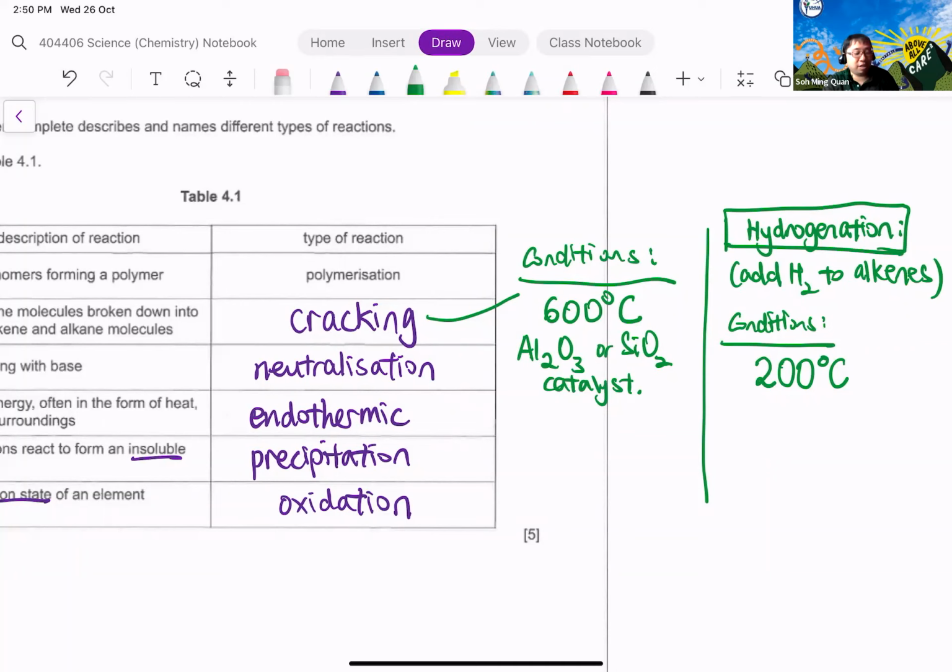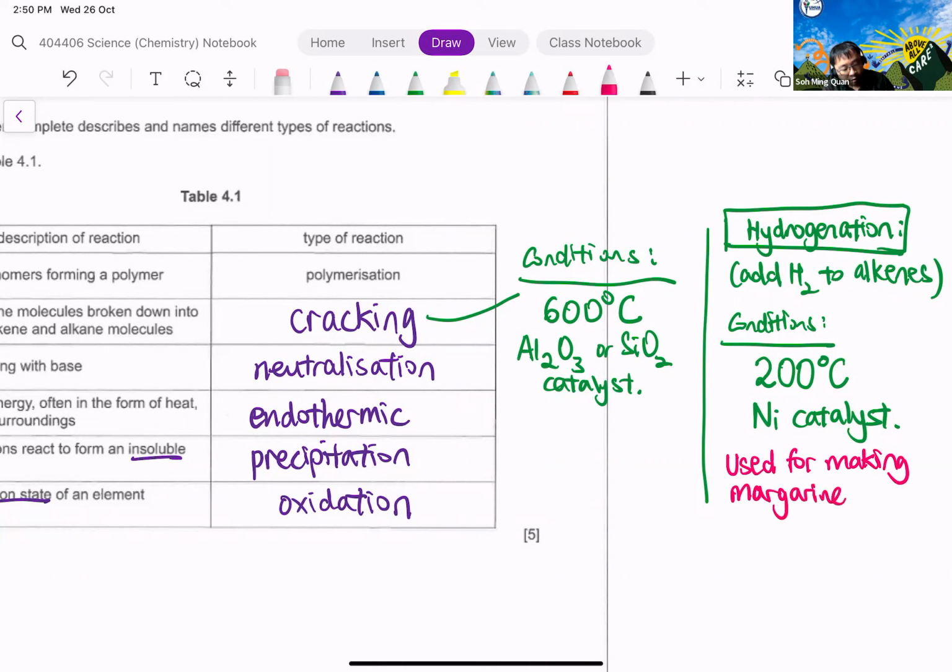The catalyst you need is nickel. Do you need to remember this? Well, these are the conditions needed for the specific reaction. It's like remembering a recipe. What temperature do you bake your cupcakes at? Similarly, what temperature would you carry out hydrogenation of alkenes? Now, how is hydrogenation of alkenes useful? Hydrogenation is used for making margarine from vegetable oil.